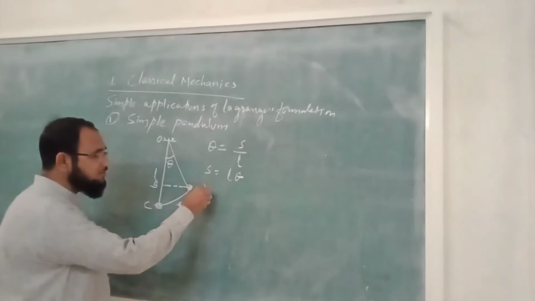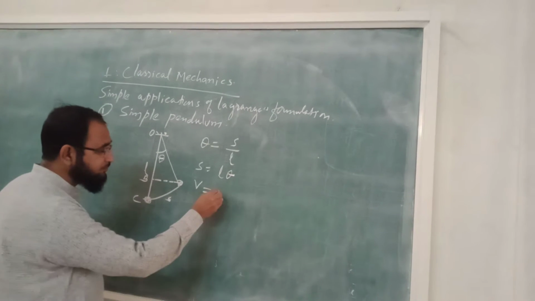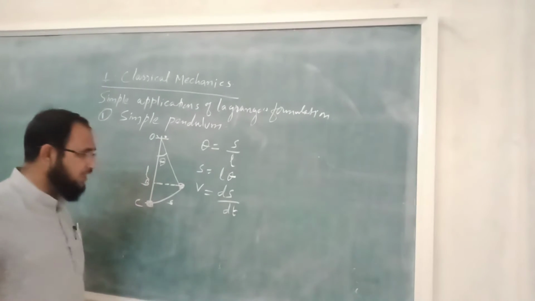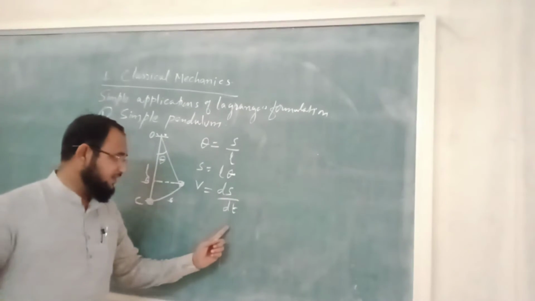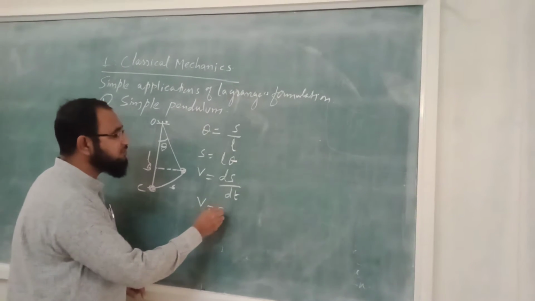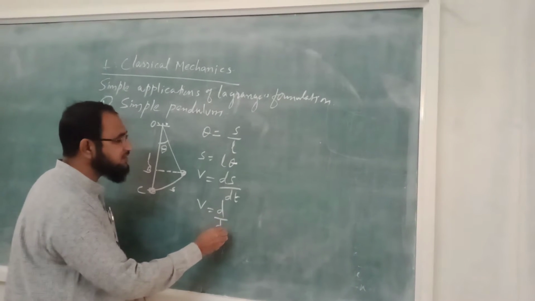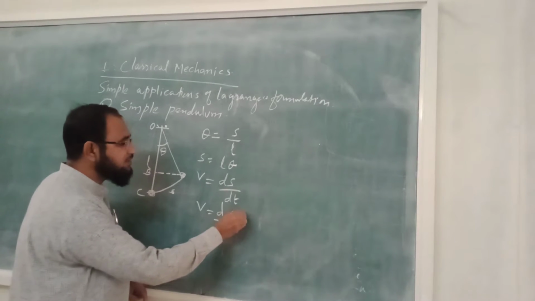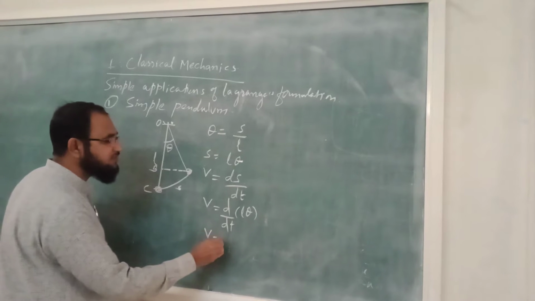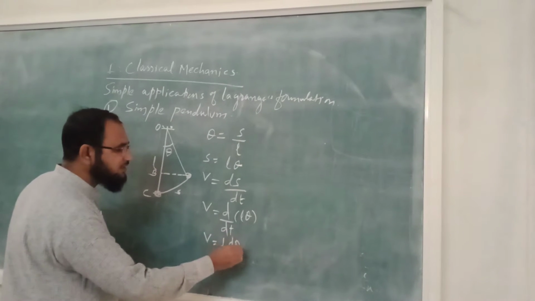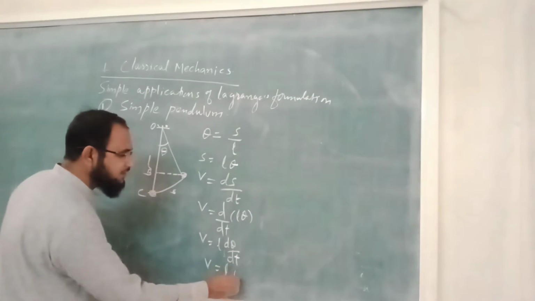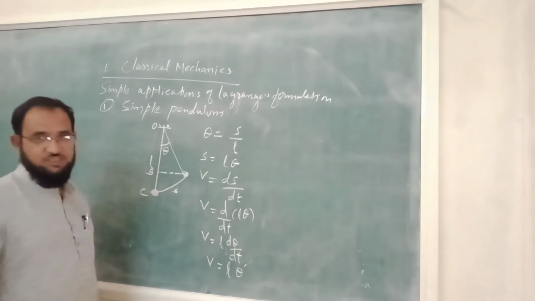Now I will find the velocity. V is equal to the rate of change of displacement with respect to time, that is ds upon dt. I will substitute the value of s, so velocity is d by dt of L into theta. L is constant, so V is equal to L d theta upon dt, which can be written as V is equal to L theta dash.